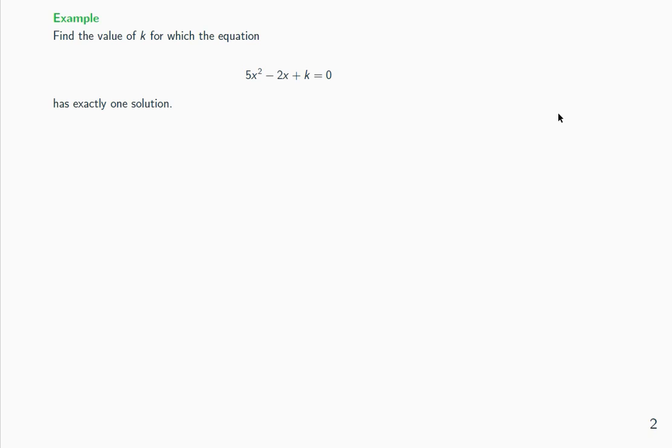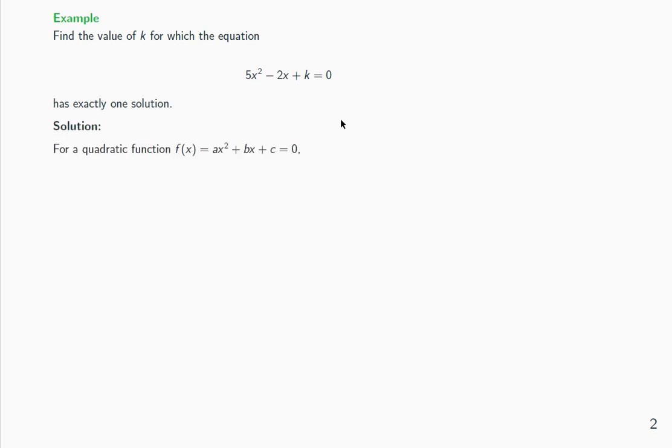Find the value of k for which the equation 5x squared minus 2x plus k equals 0 has exactly one solution. So the words exactly one solution. This means that we have to apply the discriminant for a quadratic function. So firstly, let's remind ourselves what the discriminant is.